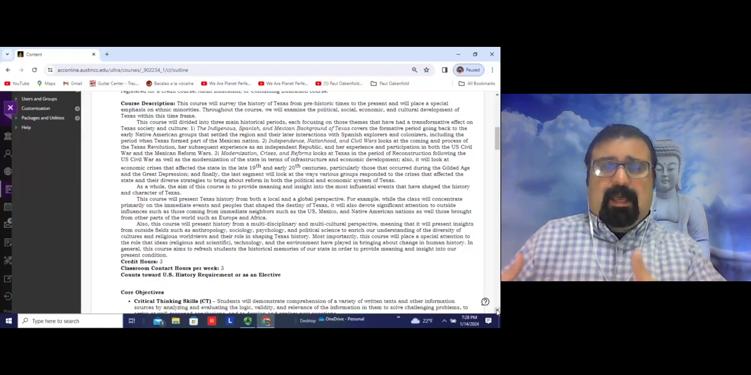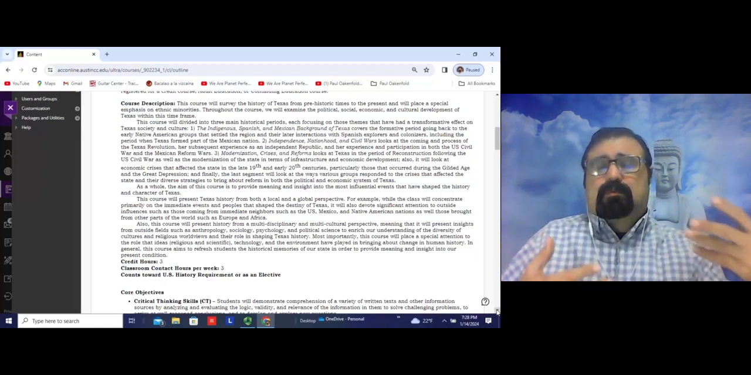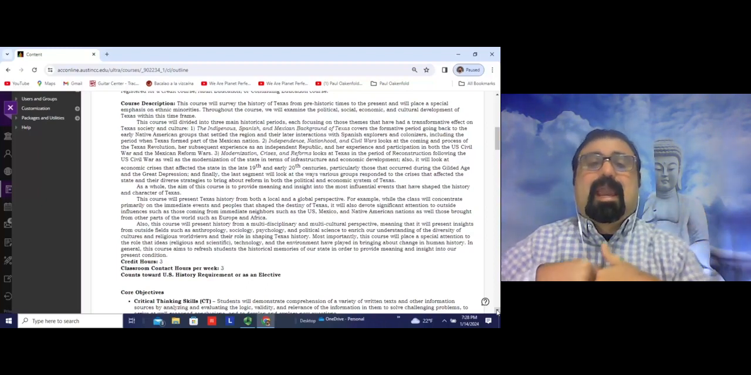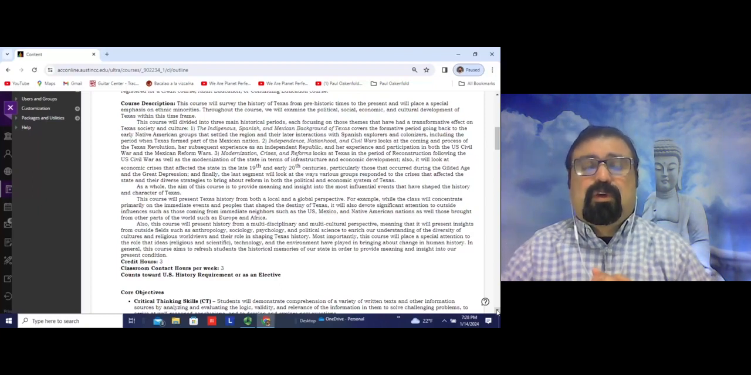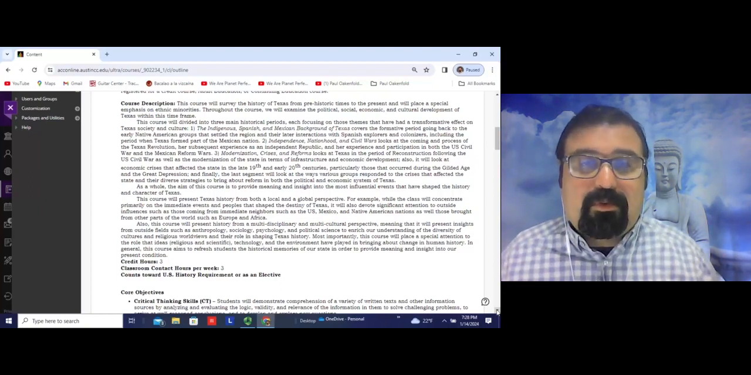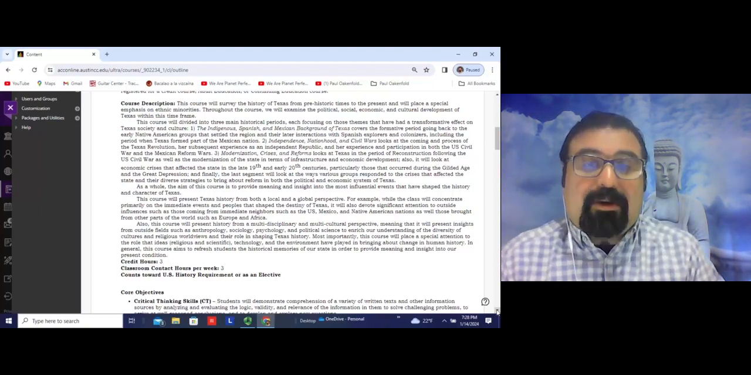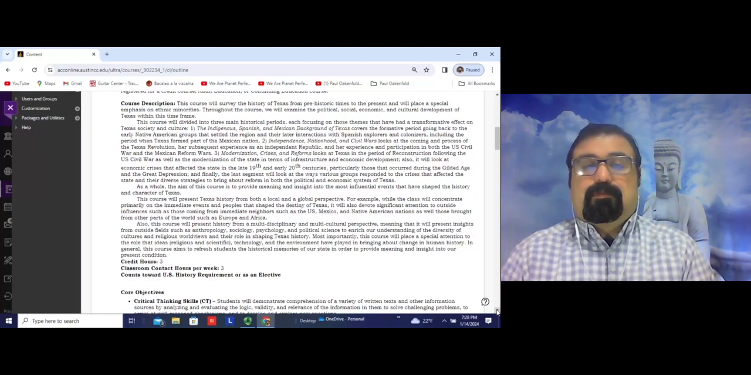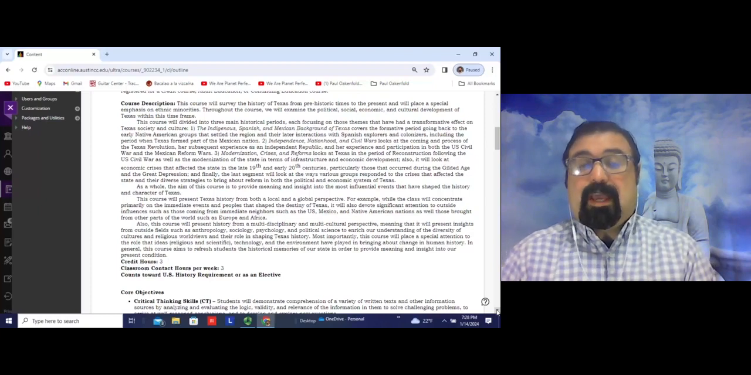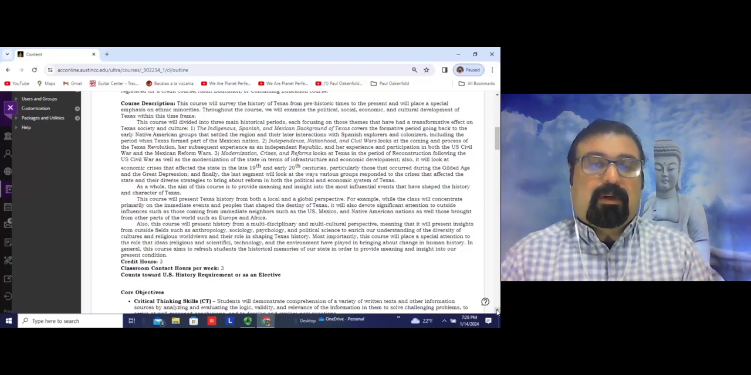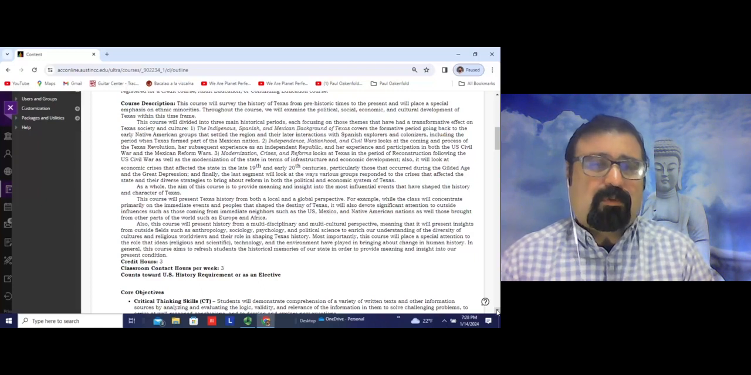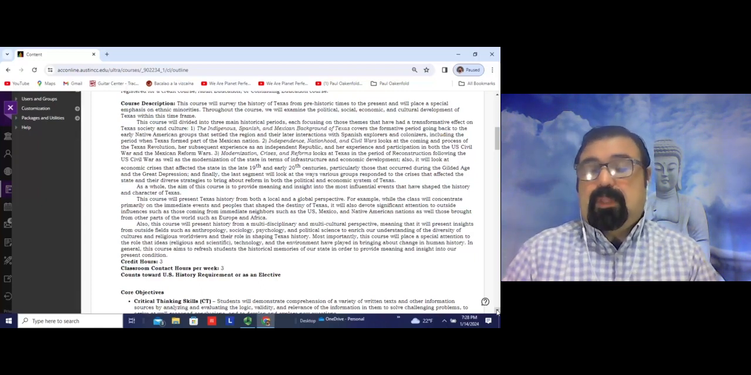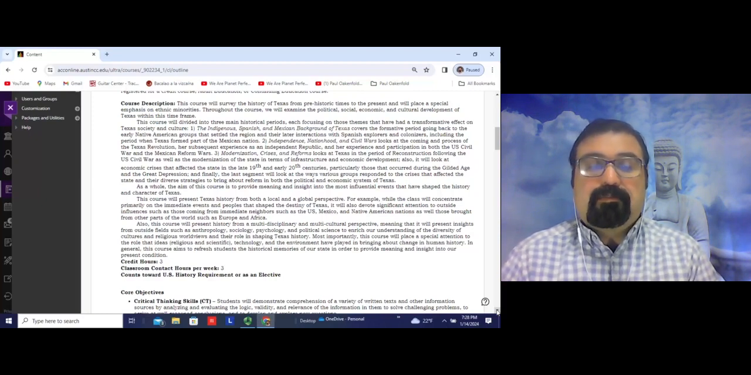And then we're going to look later on at the encounters with the first Europeans that arrived in this region, and those were the Spaniards. The Spanish, of course, were the forerunners of exploration and colonization of the American continent, and they were the first ones to arrive in this region of Texas. And they began this process of colonization.